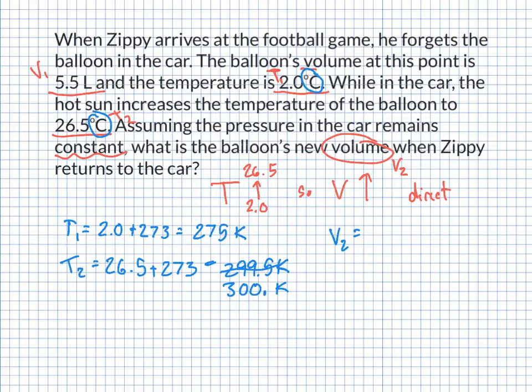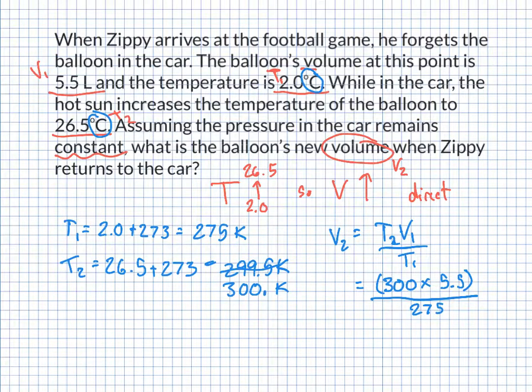V2 is equal to, what did I have on the other side? Let's see here, my V2, it's T2 times V1 over T1. There we go. So I've got my two things in the numerator. So my T2, which is 300, times my V1, which is 5.5. And I am dividing all of that by my T1, which is 275.